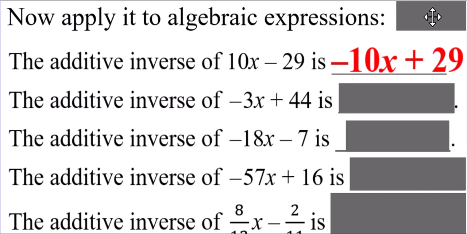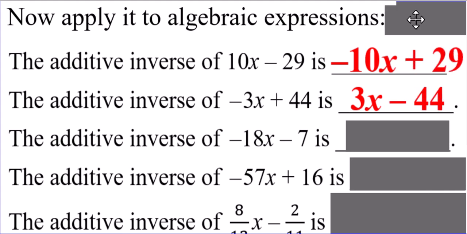Here, let me do another one with you. The additive inverse of negative 3x plus 44 is, well, we got to make it positive 3x. And instead of adding 44, we'll make it subtracting 44. All right, now that I've done those two with you, hit pause, do the next three blanks on your own, then hit play when you're ready to see how you did.